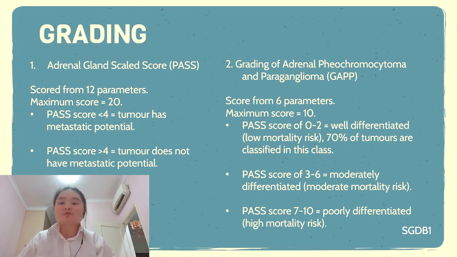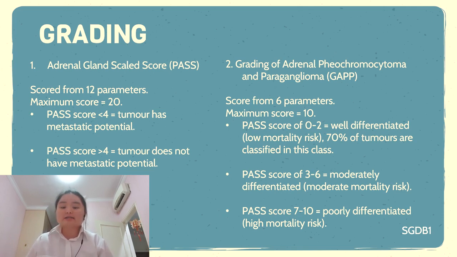Now I will explain about the grading of pheochromocytoma. There are two ways that pheochromocytoma can be graded. The first one is using the Pheochromocytoma of the Adrenal Gland Scaled Score, or the PASS. It scores 12 parameters with a maximum score of 20. If the score is less than 4, then the tumor has a metastatic potential. But if it has a score more than 4, it does not have a metastatic potential.